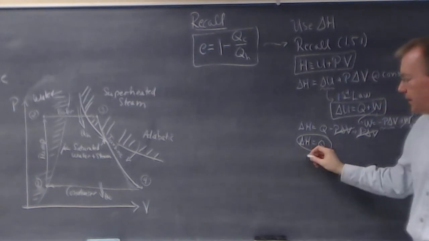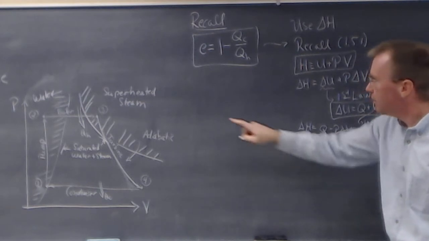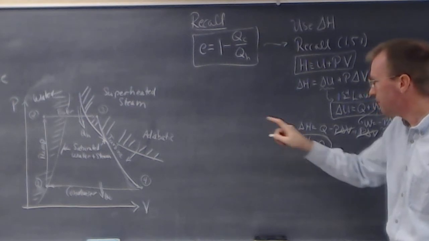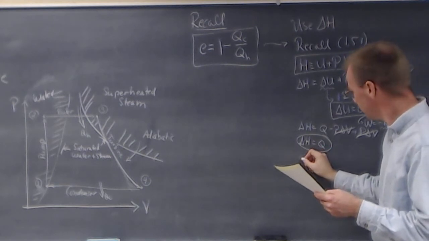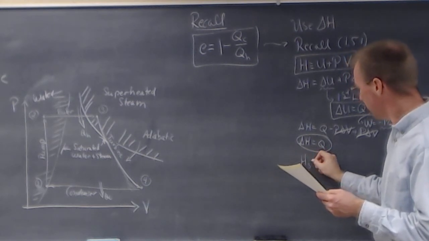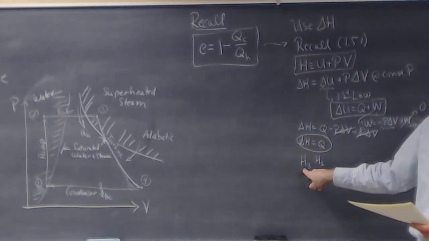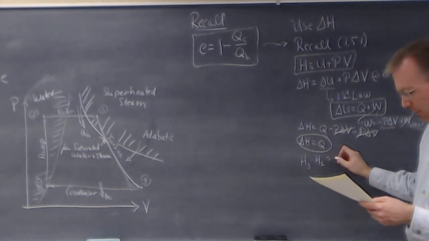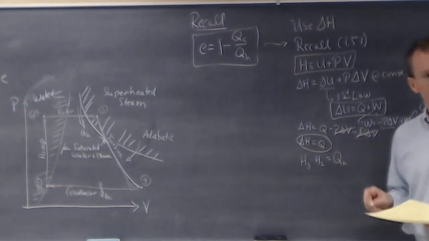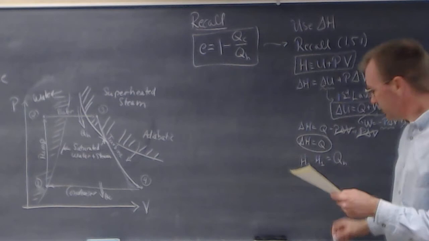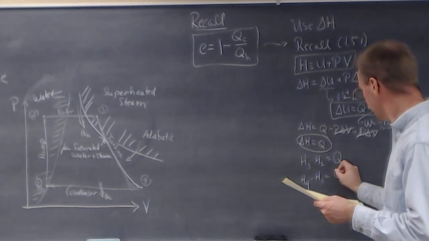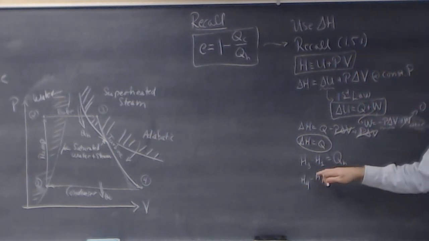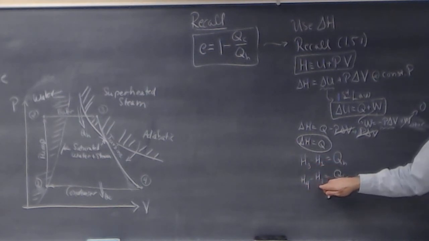That means from 2 to 3, the change in enthalpy, final minus initial, the enthalpy at point 3 minus the enthalpy at point 2, gives me QH, and the enthalpy at point 4 minus the enthalpy at point 1 is QC. Why did I switch my order here? Here I went final minus initial. Here I did initial minus final.